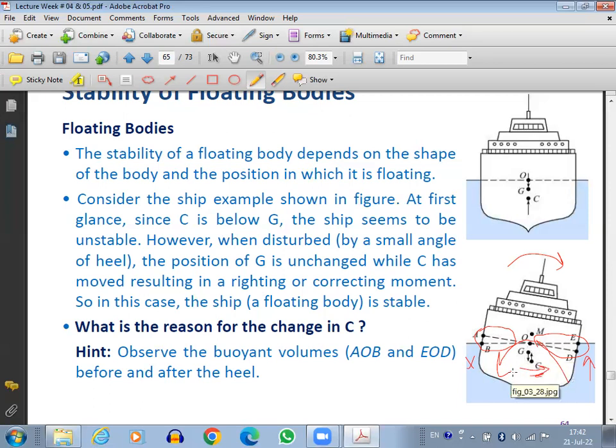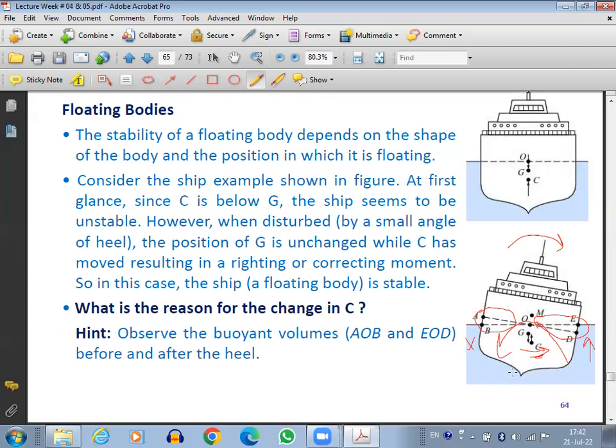Okay, but now how do we analyze the stability of the object? It becomes a bit difficult because C is also shifting. As we rotate, C is also shifting, so it's not the same position of C. So what we do is find the two lines of action. One line of action was before the tilt was made. The other line of action is when the tilt is made. And the two lines of action are going to coincide at one point, and that point is known as the metacenter.